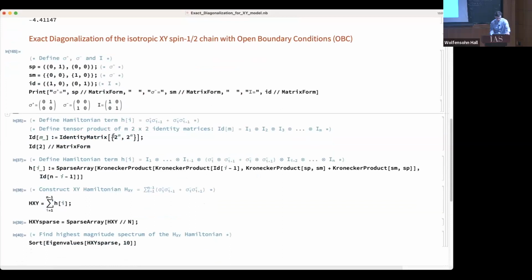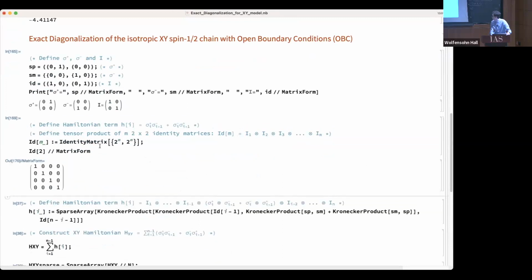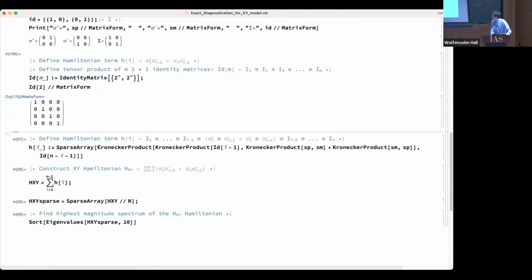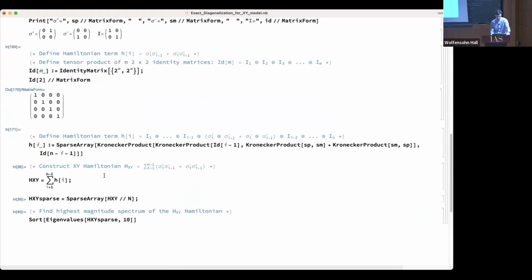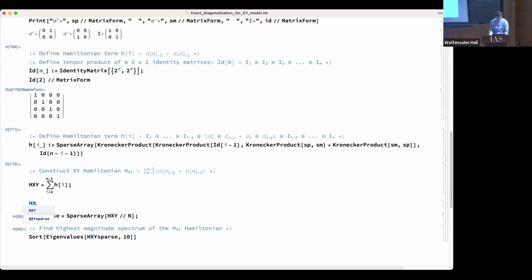Then you also need to define the big identity matrix, the 2^m times 2^m identity matrix, which is the tensor product of m small identity matrices. I wrote a lot of comments, so you can see what is done here. For example, identity 2 will be a 4×4 identity matrix. Then you can build the XY Hamiltonian, where each term is just a Kronecker product of these matrices. Let's define each term as H_i. And then the Hamiltonian itself is the sum of n-1 terms like this. So it's a big matrix, a 2^8 matrix.